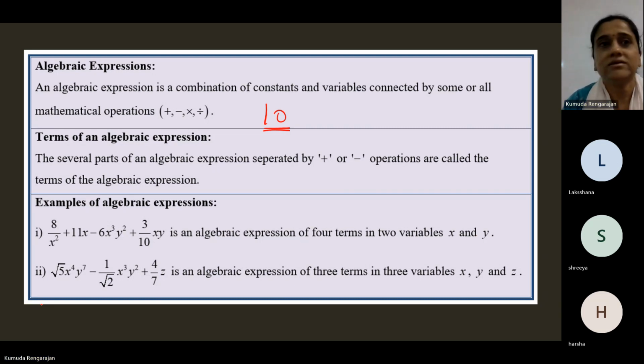So quickly again, a constant is a symbol. A variable is also a symbol. A constant is a symbol that assumes a fixed numerical value. A variable is a symbol that can assume any numerical value.